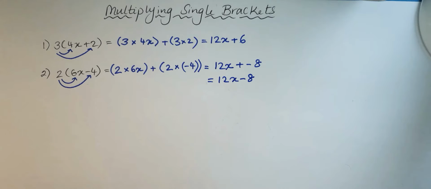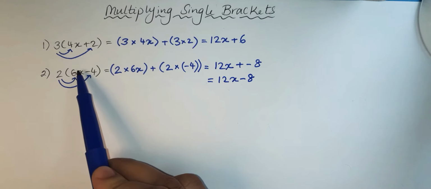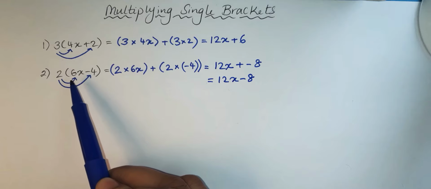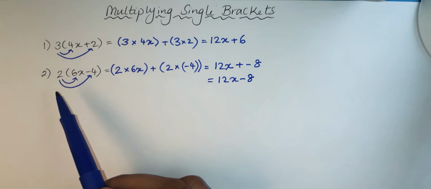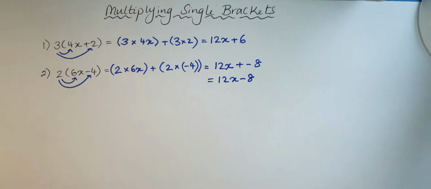Notice in these two questions, we only have an unknown inside the bracket. But what if we have an unknown outside the bracket? And this can be any letter, so A, B, C, X, or Y. So if we look at another example where we've got a number and an unknown inside and outside the bracket. So here's the question. We have to multiply 2a by 3a add 4.